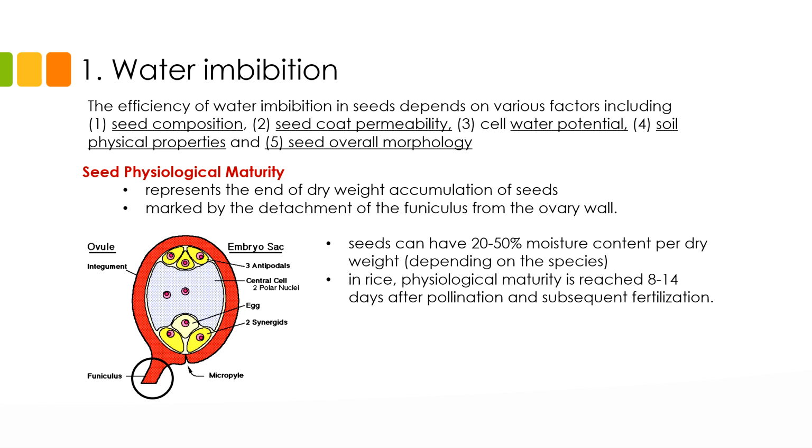In rice, physiological maturity is reached 8 to 14 days after pollination and subsequent fertilization. A seed that reaches physiological maturity is already capable of germination, but it cannot be stored for long periods of time because the high water percentage in the physiologically mature seed won't allow arrest of metabolic processes in the seeds.